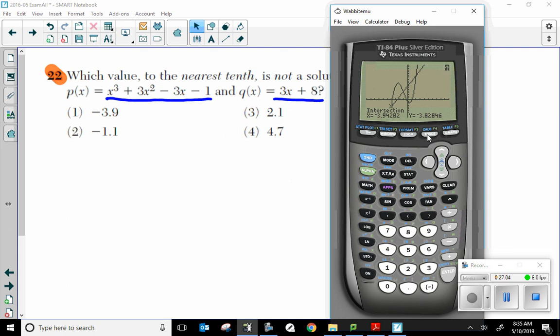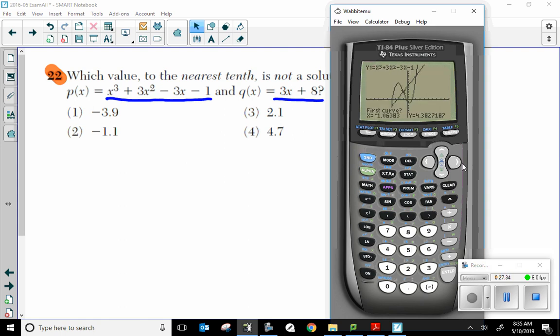Let's do the next one. Second, calculate, intersect. I'm going to go to the middle one now. I hit enter 3 times. 1, 2, 3. Negative 1.1 is a solution. That's choice 2. So 1 and 2 are both solutions. So this one right here is either 2.1 or 4.7. It looks like 2.1, but let's let the calculator tell us.